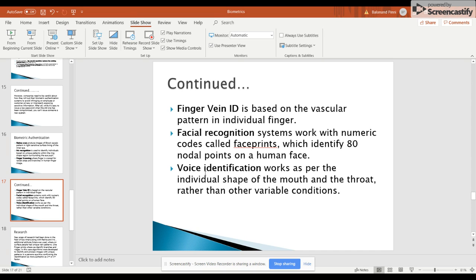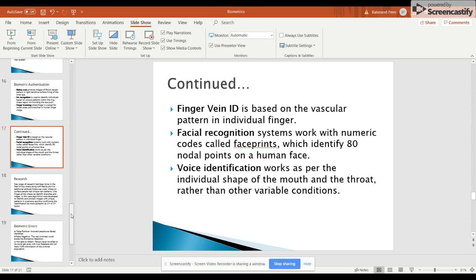Voice recognition is another way, based on the individual shape of the mouth or the throat rather than other variable conditions. Many of these are used in IVR, the voice recognition systems, to make sure the person who is calling is an authentic person. And various tools have also been identified in the case of voice identification systems.